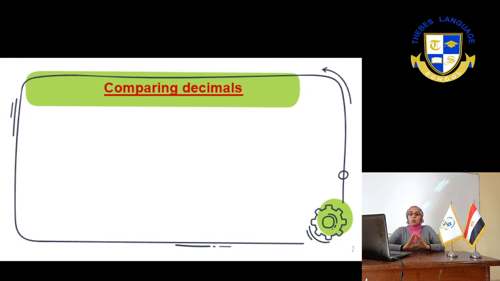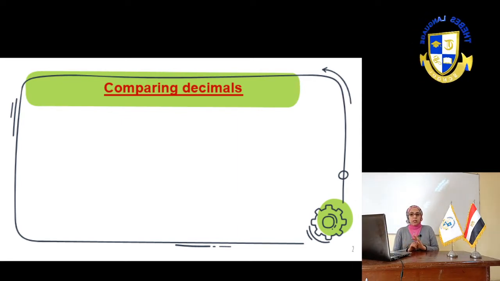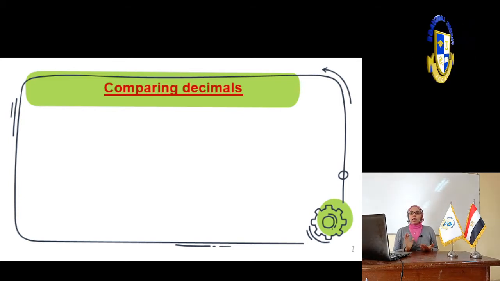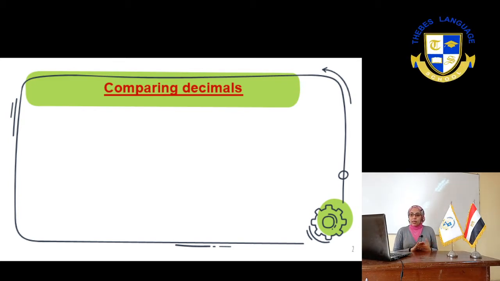And at first, you must make a balance. You must make a balance by putting 0 on the right side, okay? To make the number of digits of the decimal part equal. And then compare the decimals.